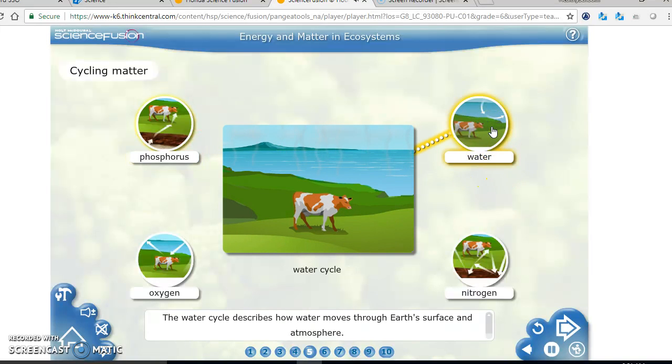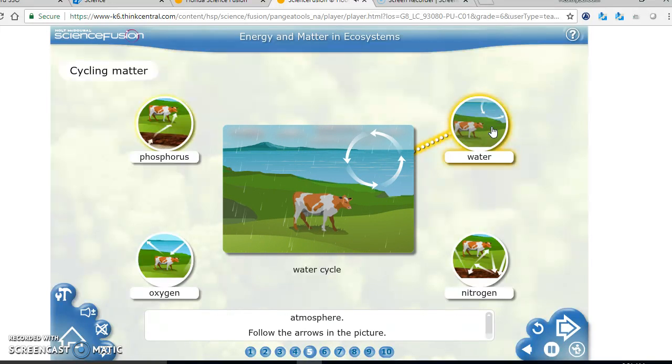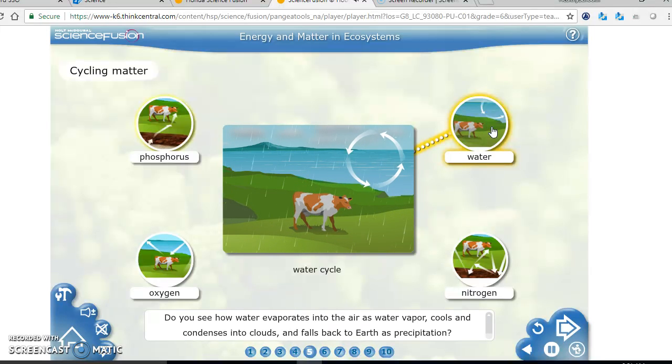The water cycle describes how water moves through the Earth's surface and atmosphere. Follow the arrows in the picture. Do you see how water evaporates into the air as water vapor, cools and then condenses into clouds and falls back to Earth as precipitation?